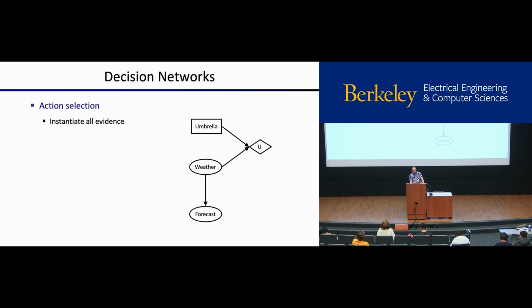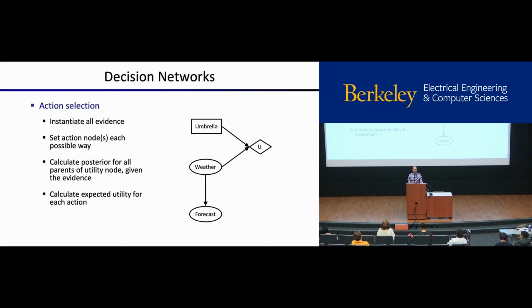Okay. So for action selection, what we do is we instantiate all the evidence. If we've seen anything, we set those nodes to the values that we've seen. We set action nodes in every possible way that we're considering. We calculate the posterior for all of the parents of the utility node, given the evidence. And then we calculate the expected utility for each action. This lets us choose the maximizing action.